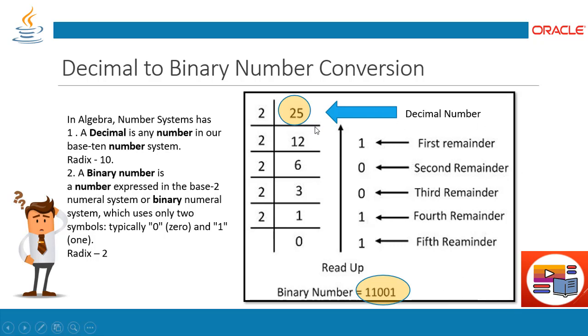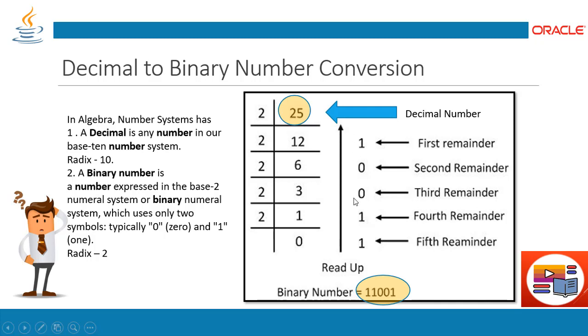Now let's take a look at this example. Number 25 is an example of a decimal number. Now when we convert it into binary, the binary radix is equal to 2. So converting from decimal to binary, we are going to divide the decimal by the binary radix, which is 2. Now when we divide 25 by 2, we get 12, and it will give you one remainder. Now 12 is your quotient and 1 is your remainder.